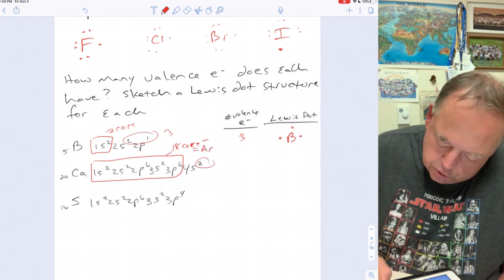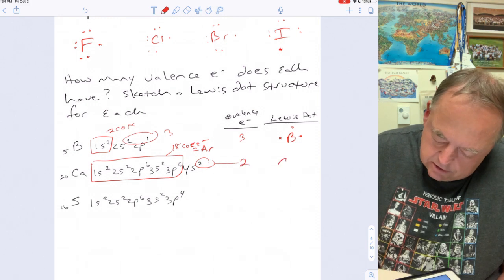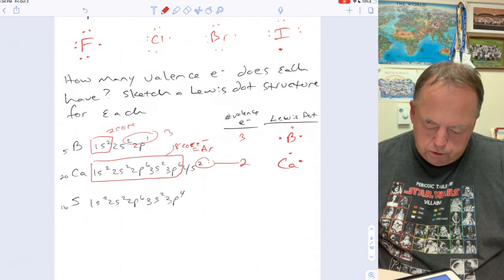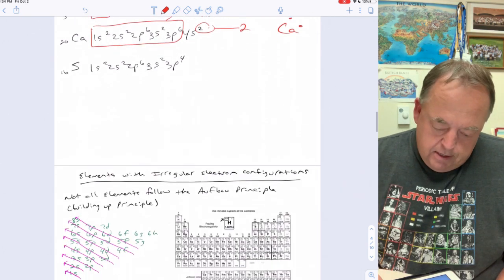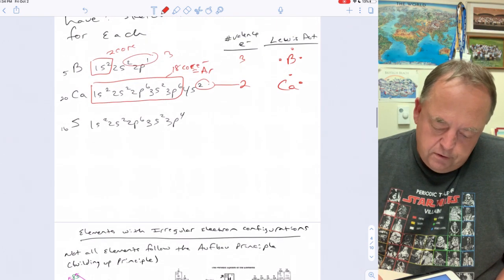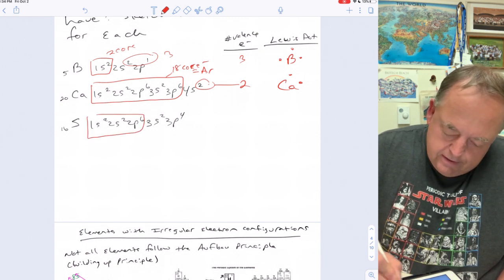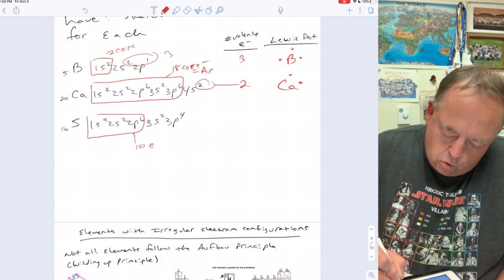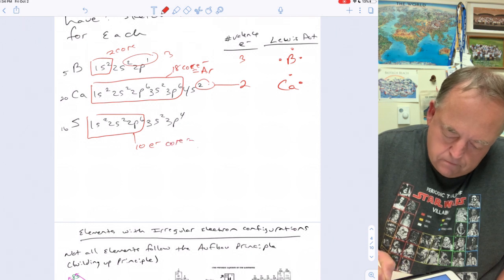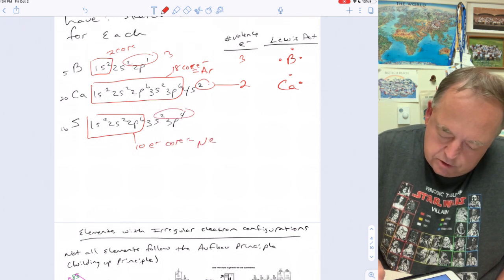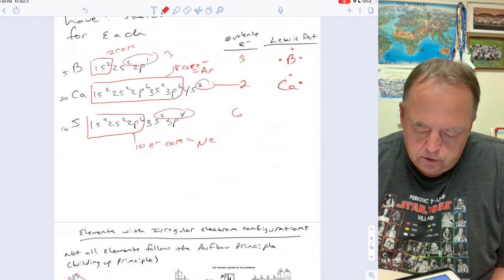So then it would have 2 valence electrons. So calcium, with a dot, would be its Lewis dot structure. And then if we did this for sulfur, again, we could do it the hard way. So that would be 10 core electrons, and then this would be 6 valence electrons. So that would be the hard way.